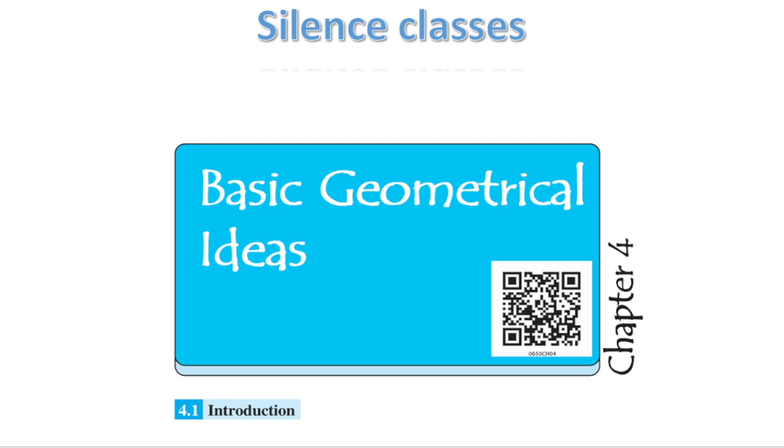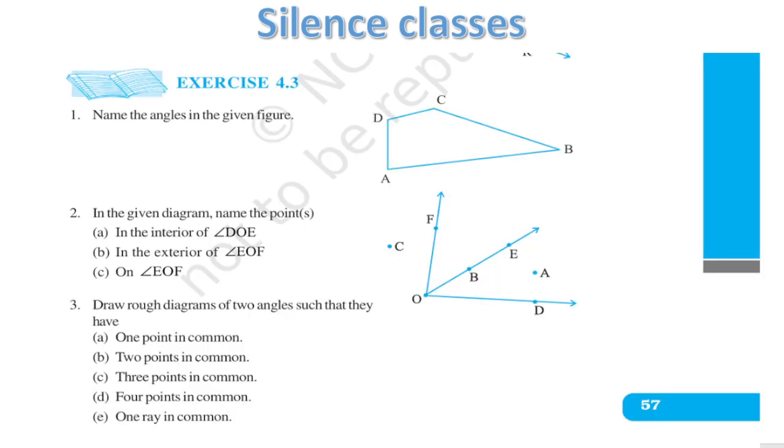Let's continue with chapter number 4, Basic Geometrical Ideas, exercise 4.3. Question number 1. What the question is saying: name the angles in the given figure. It means we have to name the angles. This is the figure given over here, and we have to find out the angles in it. I have already told you what an angle is.